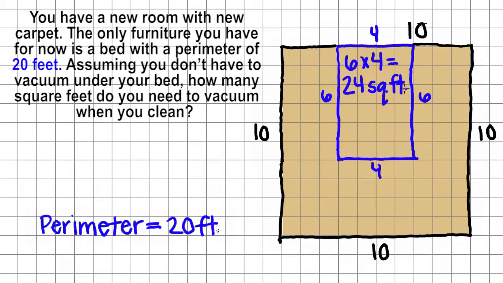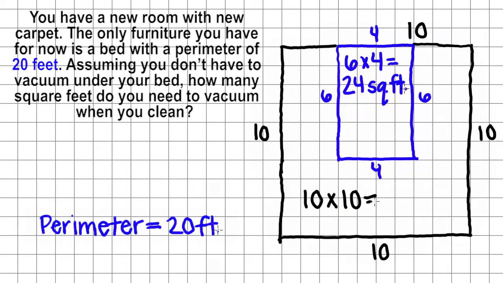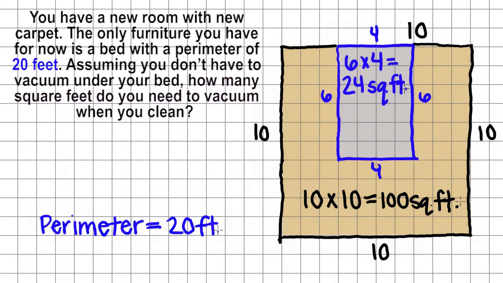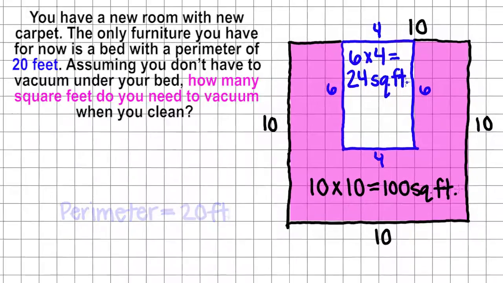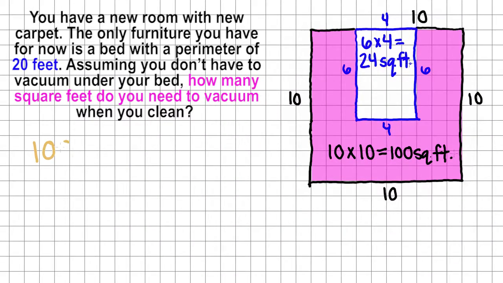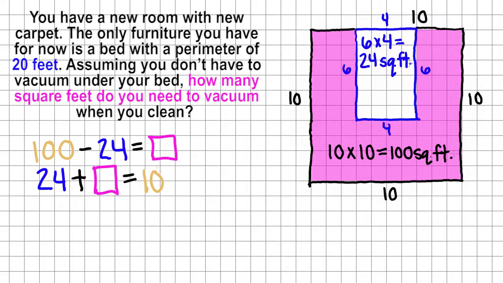The next step would be to find the total area of the bedroom. I could count all the squares, or a faster way would be to multiply 10 by 10 to total 100 square feet. The problem said we don't need to vacuum under the bed, so I will subtract the area of the bed from the area of the room to find out how many square feet I need to vacuum. 100 minus 24 will equal some number. I am going to think 24 plus this number will equal 100.